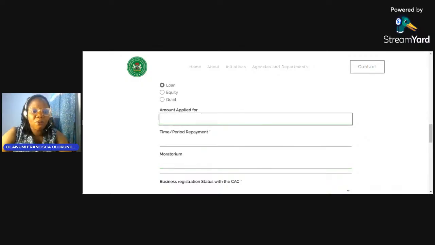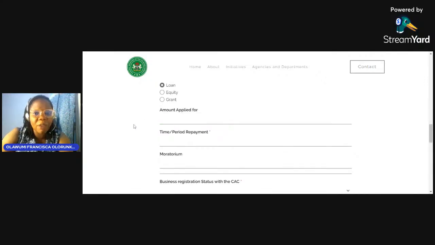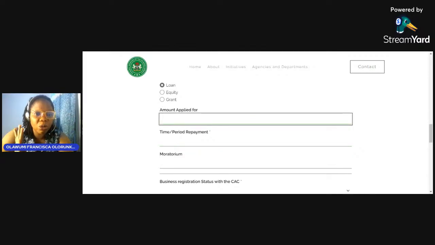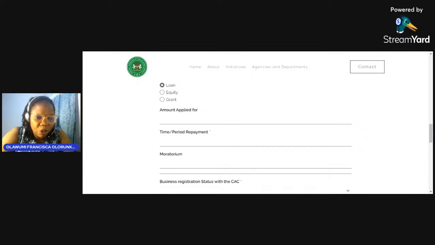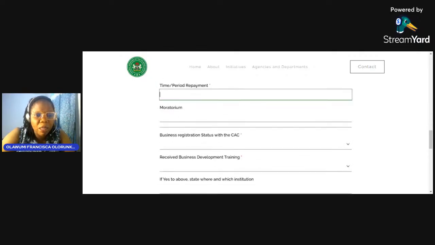The amount applied for, before you fill in this, ensure you already have your business plan, you already have your projected budget. Don't just pick any random number because you saw an opportunity. You are picking 10 million, whereas your business only needs 2 million naira or even less. Do your budget before you come back here and fill in the amount you're applying for. Then the period of repayment. If it's 12 months, you select; if it's 24 months, you select.